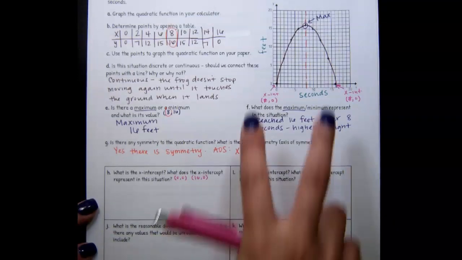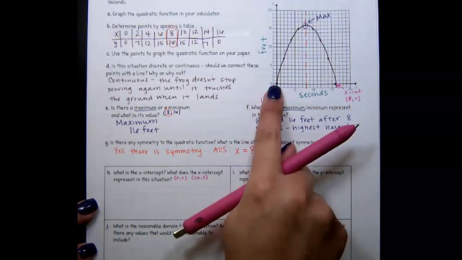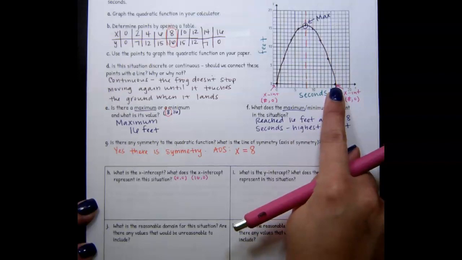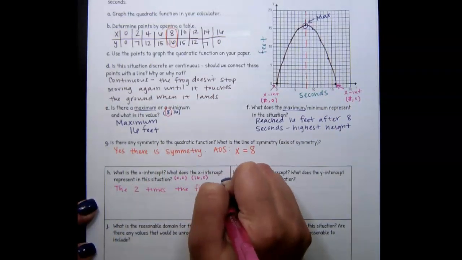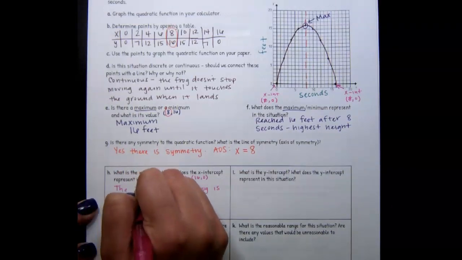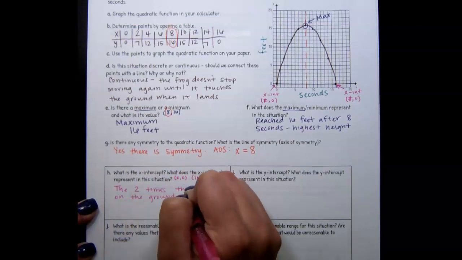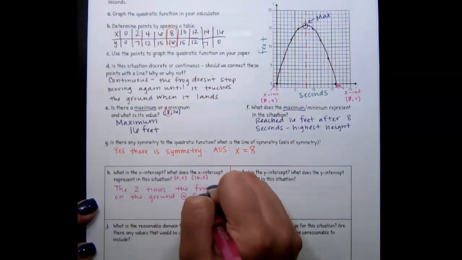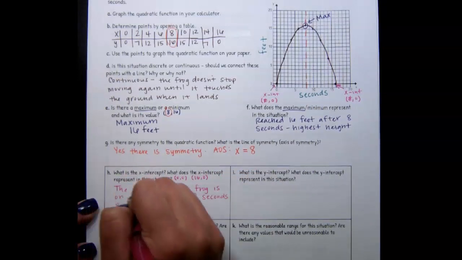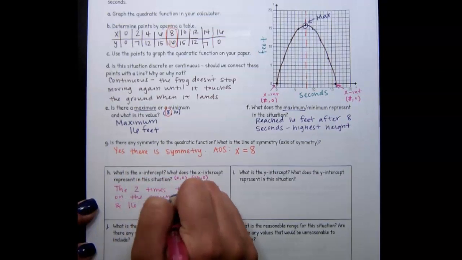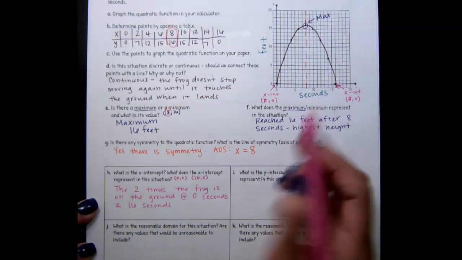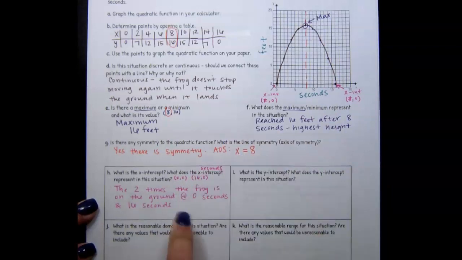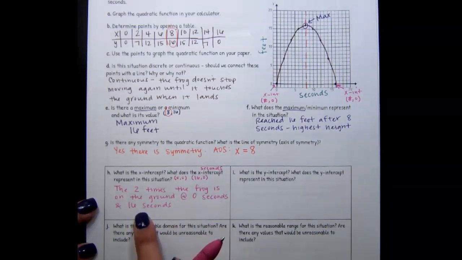So what do these 2 points represent in this frog's jump? Well, here the frog is on the ground, and here the frog is also on the ground. So it represents the 2 times the frog is on the ground: at 0 seconds and 16 seconds. I included the time because the X-intercept deals with my x-axis, and the x-axis deals with seconds.